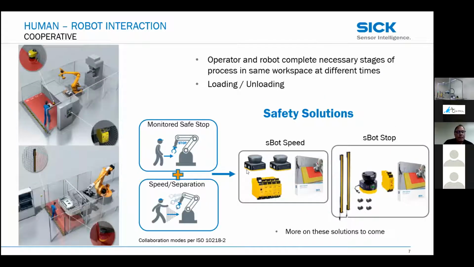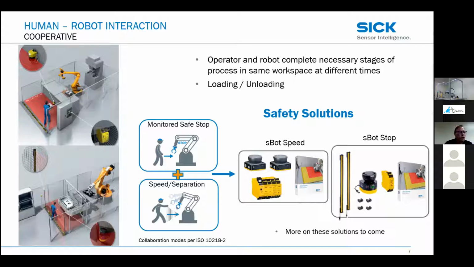So the next type of robot is, and we're moving from left to right, from no interaction to some interaction, an industrial robot. It may not have power and force limiting. Doesn't matter, we can work with you. The operator and the robot complete their necessary stages of the process in the same workplace. That's the definition of cooperative.